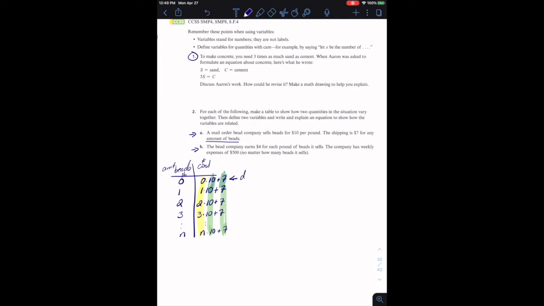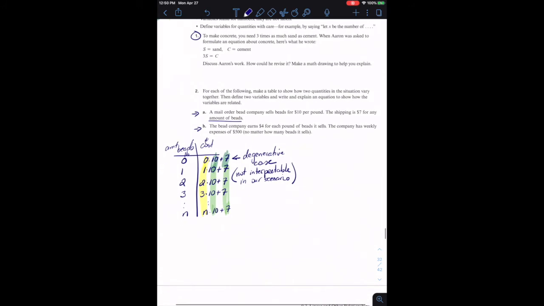So if it's not something we're going to be doing, it's called a degenerative case. We degenerate the pattern to a place where it makes no sense. It's not interpretable in our scenario. But what it does do is it helps us make sense of the pattern.